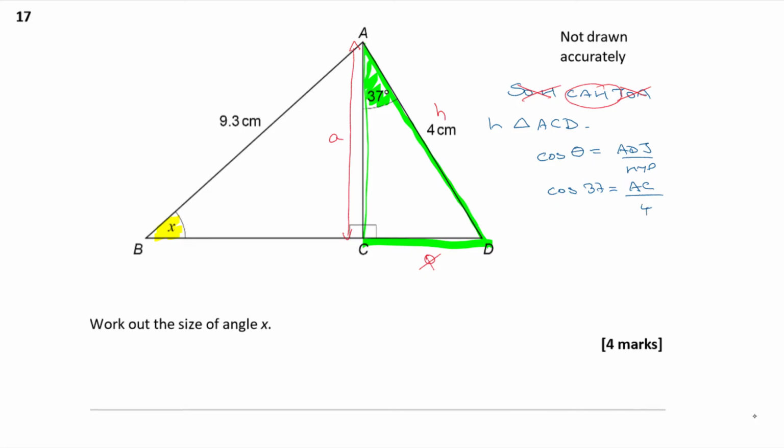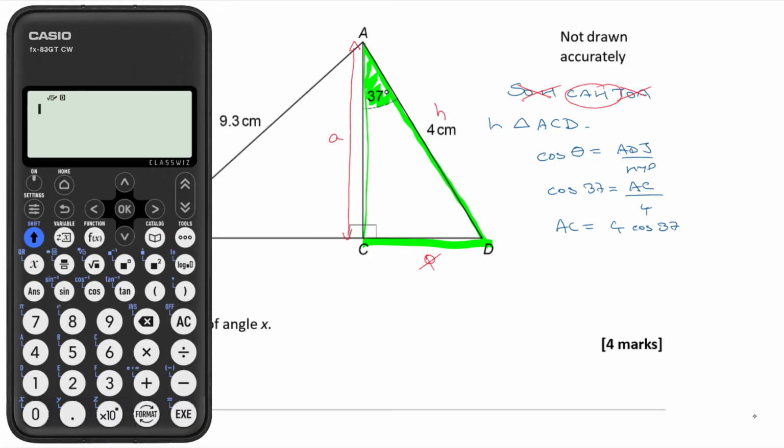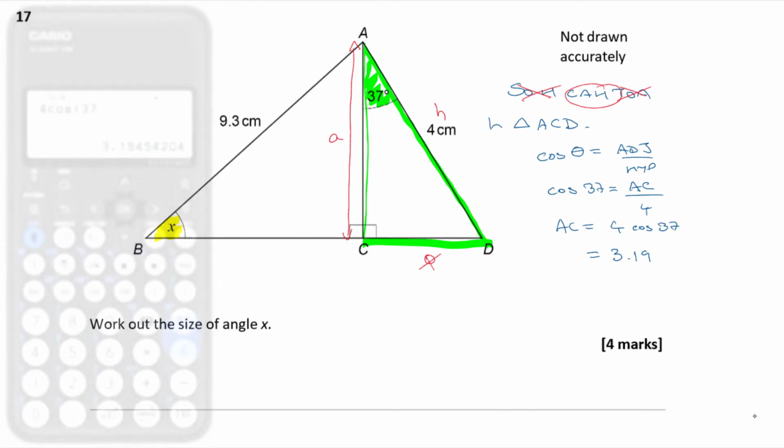So rearranging, my side AC is going to be 4 lots of cos 37, which I'm going to write down as a rounded-off version, but I'm just going to keep the full calculator display for my next calculation. So that comes to 3.19 and change. I'm just going to write down 3 digits, but I'm going to use the one that's in my calculator for the next step.